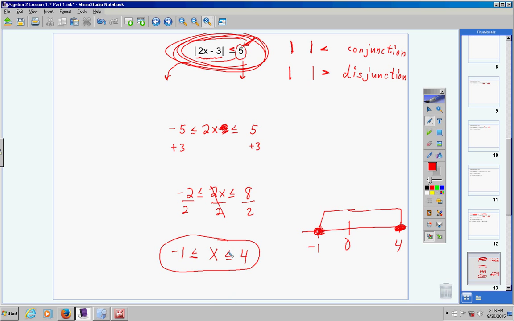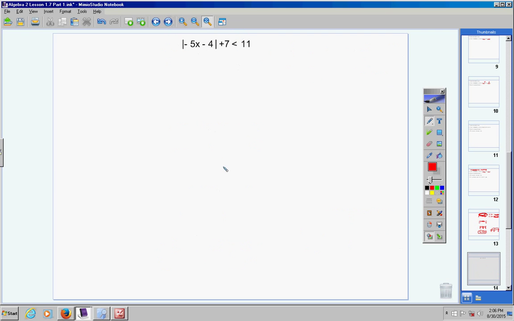Alright, let's review. Isolate the absolute value, then rewrite it as a conjunction or disjunction, then solve it, and then write your answer in the correct form. Okay, let's try 3 more of these. Alright, now we're getting a little more difficult. Notice now we're going to have to isolate the absolute value. So step 1, isolate the absolute value. We do have something that we have to do.